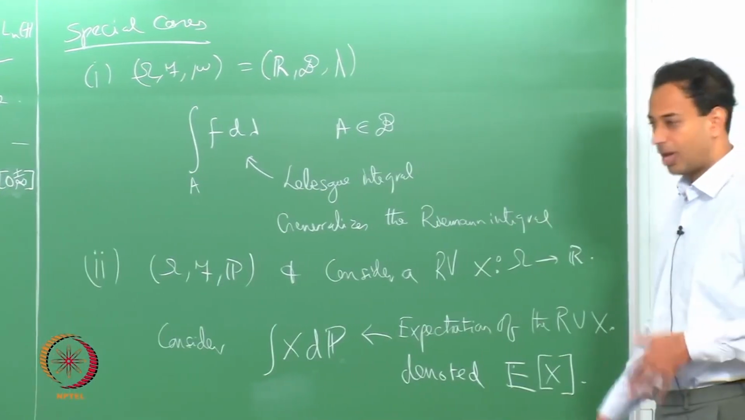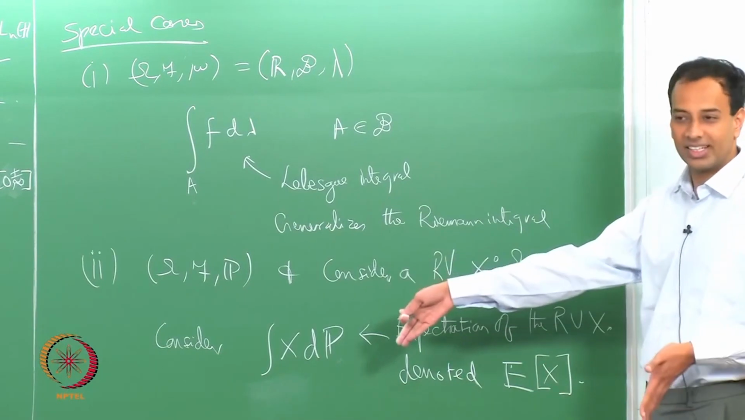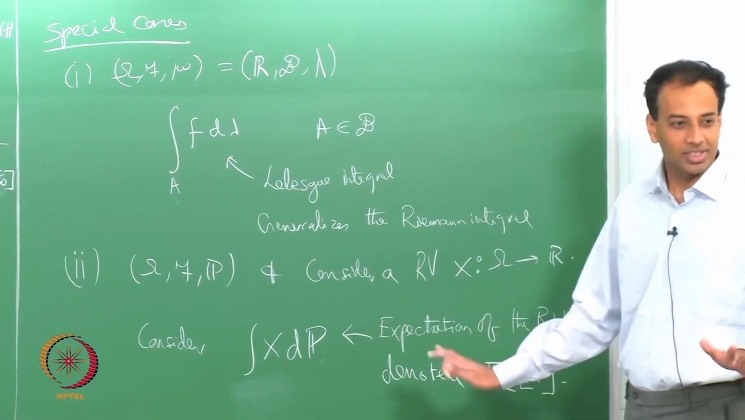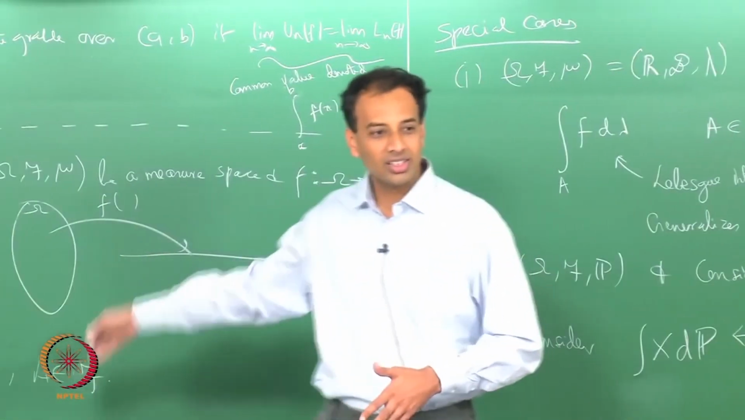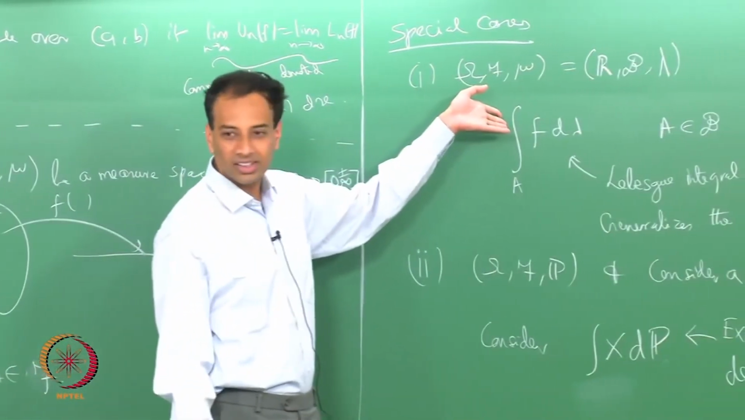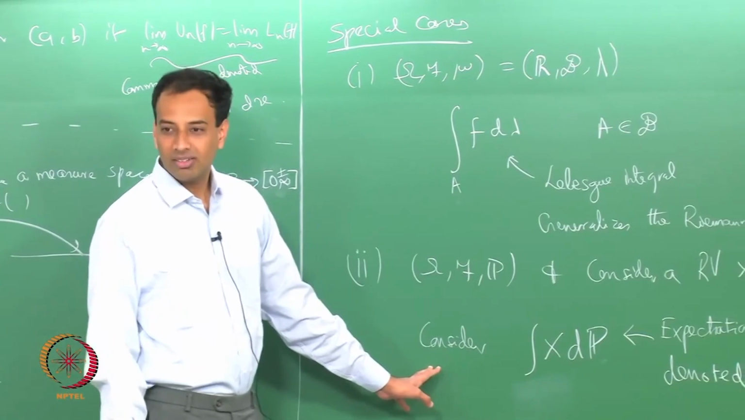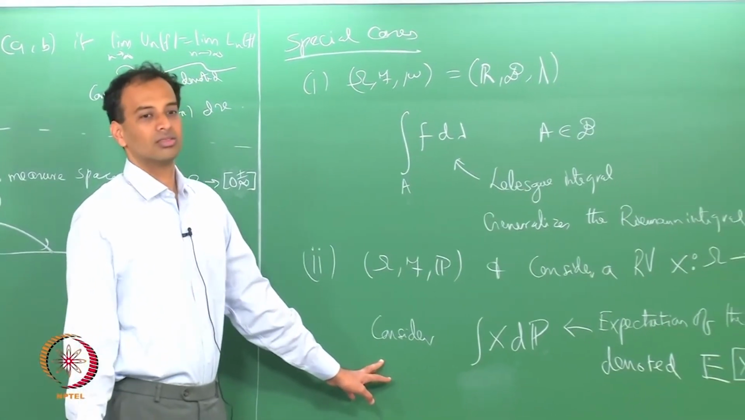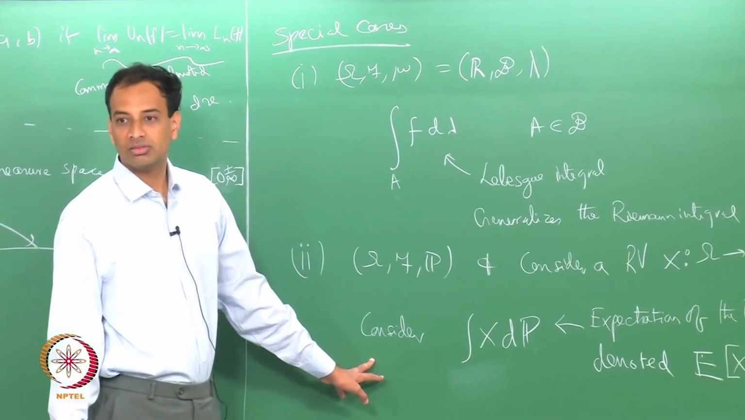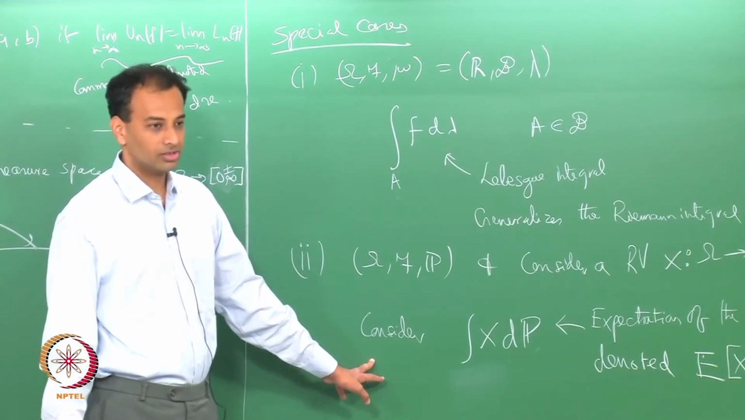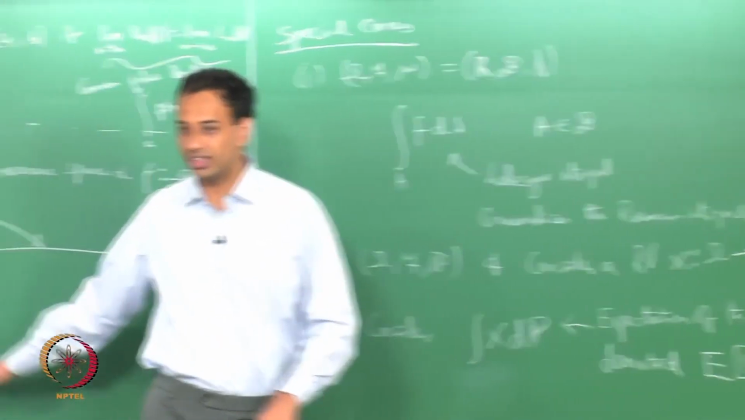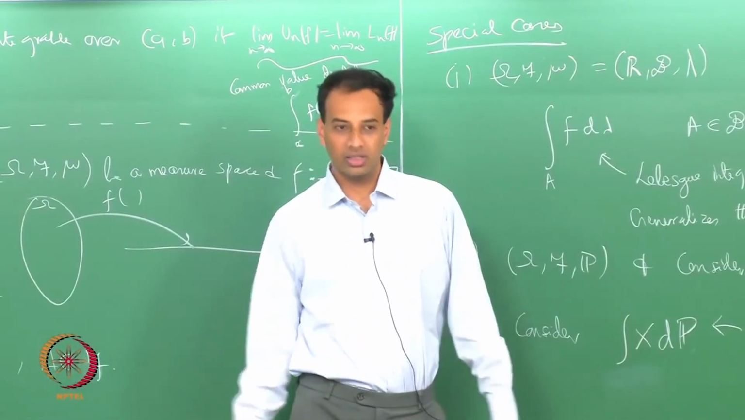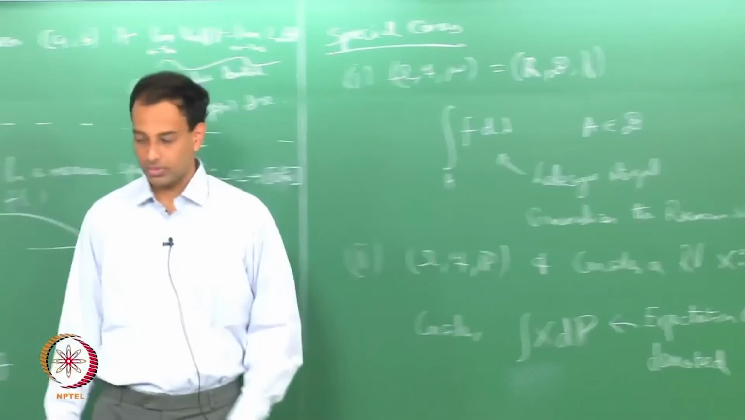So, what is the expectation? It is just integral X dP, but I have not told you what integral X dP is, right. Once I finish telling you what integral f d mu is, you would already know what a Lebesgue integral is, and you would already know what an expectation is. With me? So, these are just special cases of the abstract integral, integral f d mu. Any questions on this?